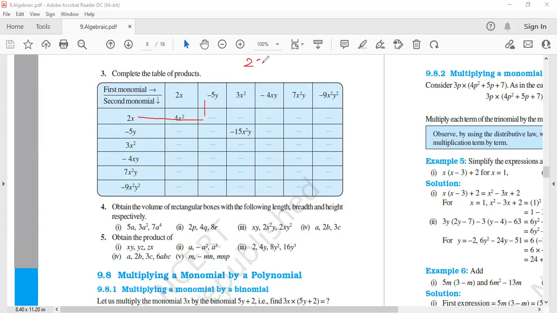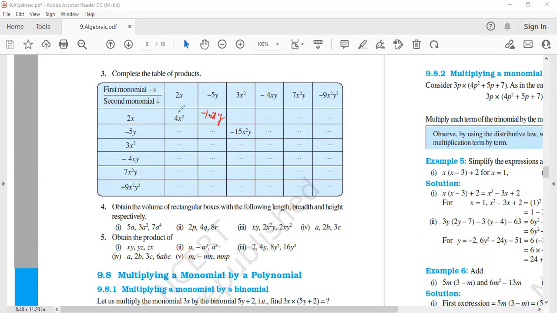Now second, if you are talking about this cell, what will the answer be? This number will come here and this number. That means 2x into minus 5y will give you minus 10xy. Very easy. So minus 10xy. Okay. Similarly, 3x square and 2x, in this row, I'm talking about this row, 2x is multiplied with each number, then you will get the answers of these blocks.